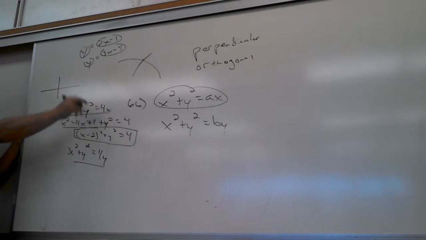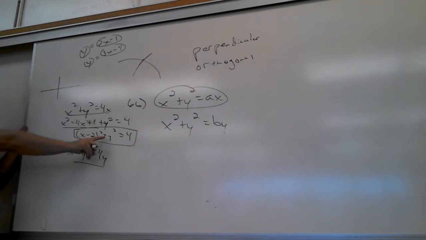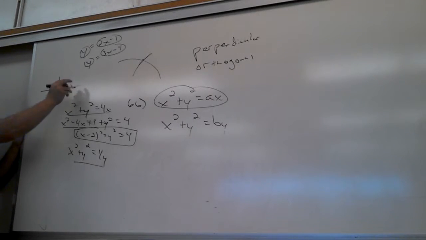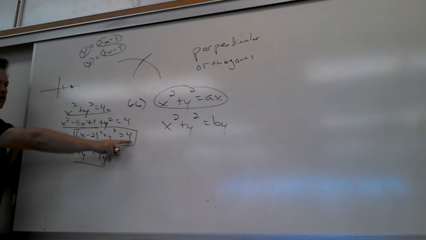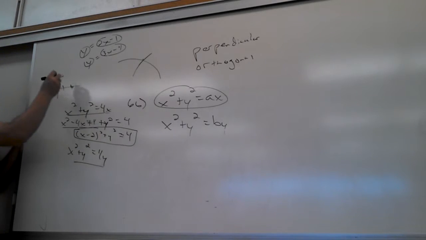So right now, where's the center going to be? 2, 0. That's the center. And then from there I'm going to count how far out? 2, because the radius, this is r squared. So then my circle's going to look like that.